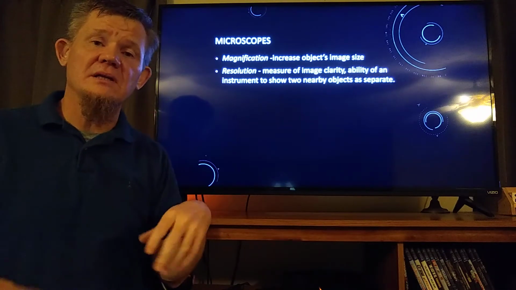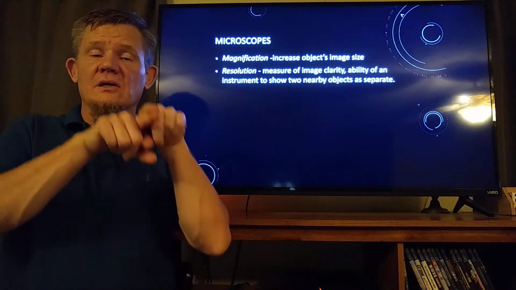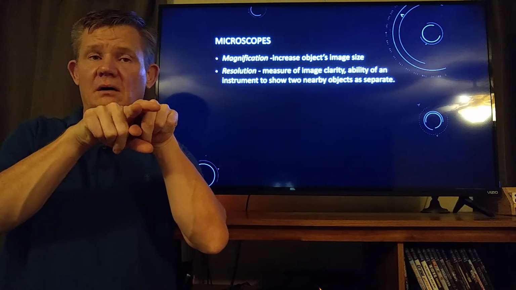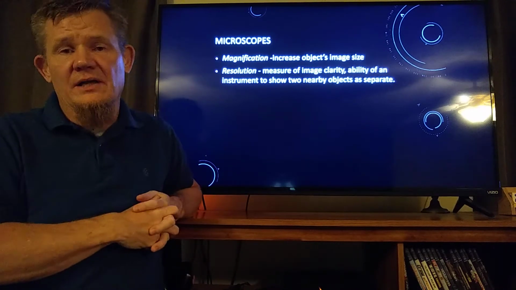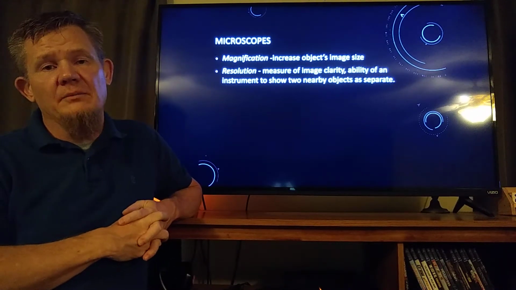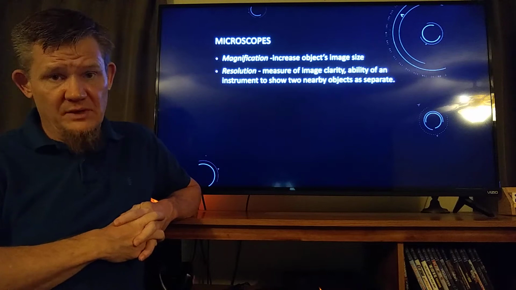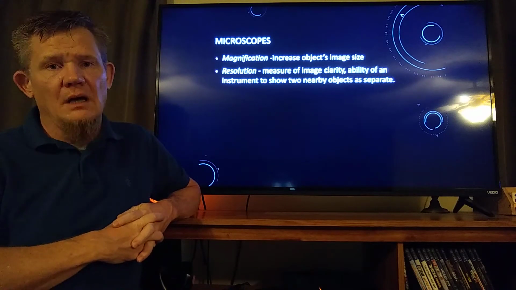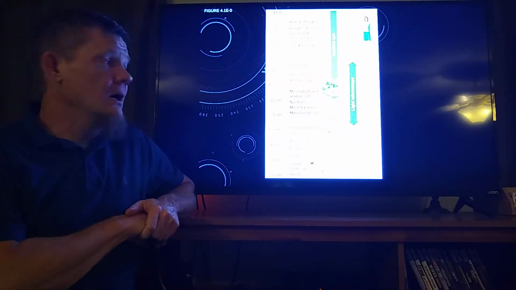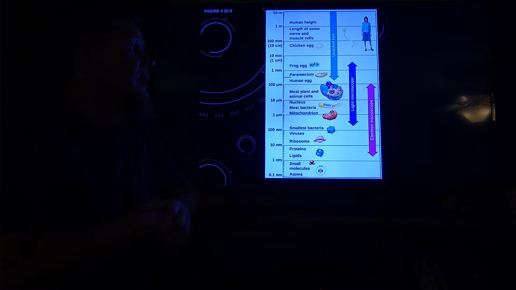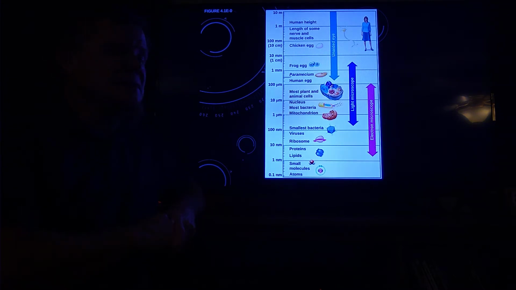Resolving power is the ability to tell the difference between 2 points. You have to get closer. So as you get closer to an image, it increases resolving power. It increases the resolution of the scope. This shows the scale of how microscopes measure things.